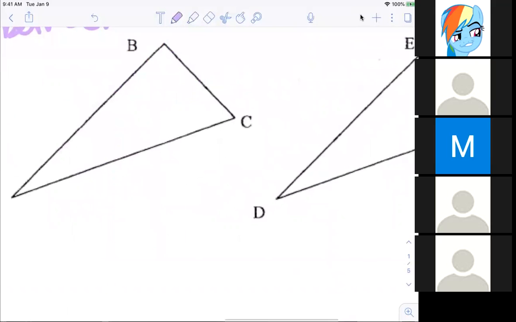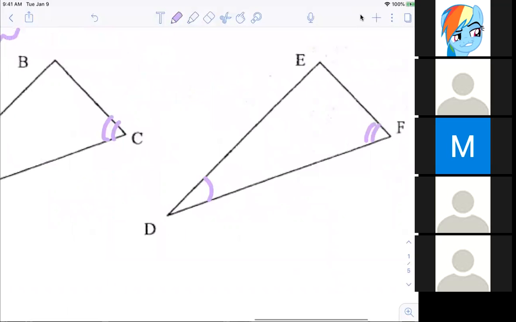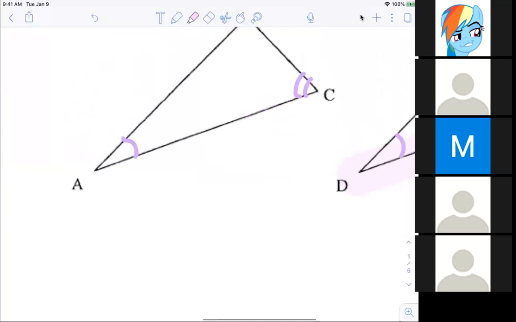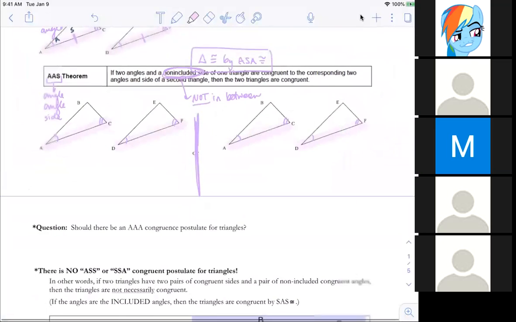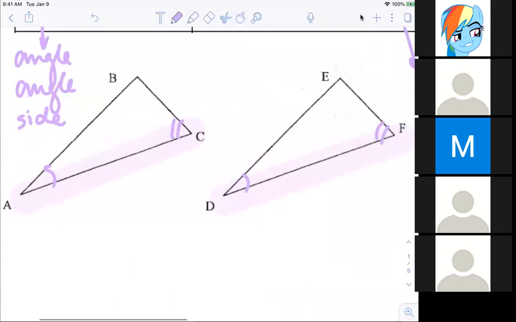Let me set up this one too while I'm at it. A and C, D and F, and then the included side I highlighted. So we don't get to use that one. One of the sides I could use is BC, EF, because those are not included. That's not the included side. That is how we read it, AAS. So that's angle, angle, side.